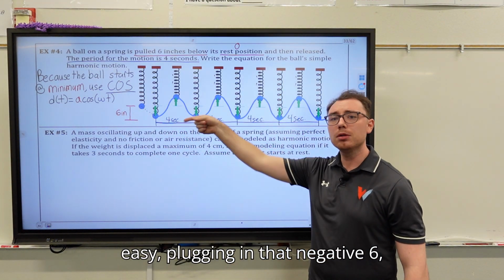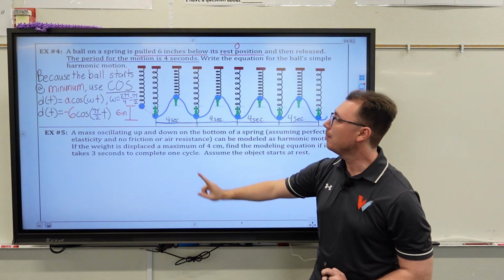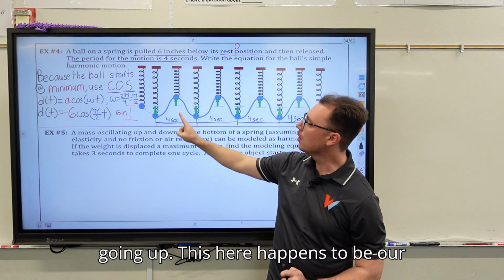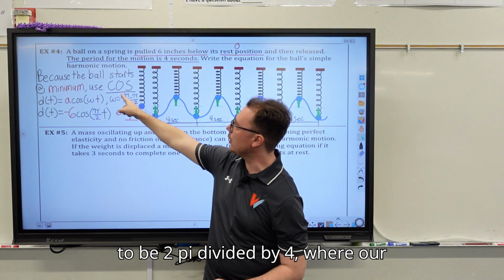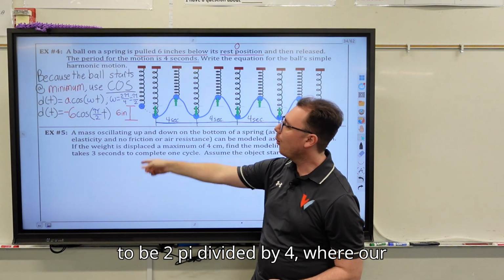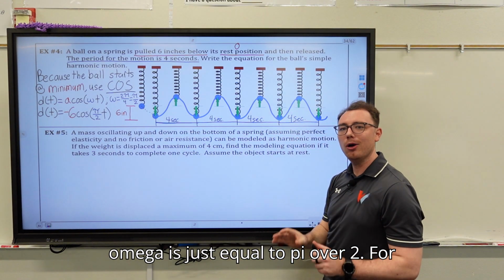A is really easy, plugging in that -6 because we're starting at the bottom and going up. This here happens to be our period, so we can say our omega is going to be 2 pi divided by 4, where our omega is just equal to pi over 2.